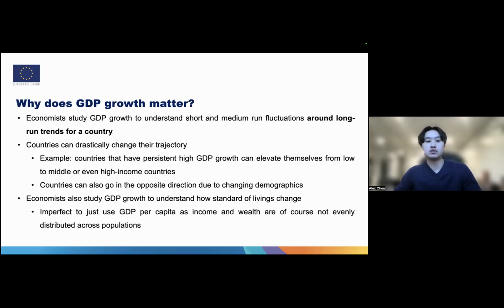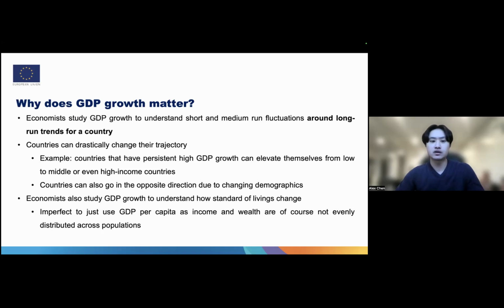So why does GDP growth matter? In macroeconomics, we look at fluctuations around long run trends. In the long run, GDP is generally rising for high income countries, but there are short and medium run fluctuations around that line, due to COVID, due to recessions. Recent examples would be the financial crisis and then COVID. Those two things really changed things for a lot of countries, and some of these effects are still being seen.